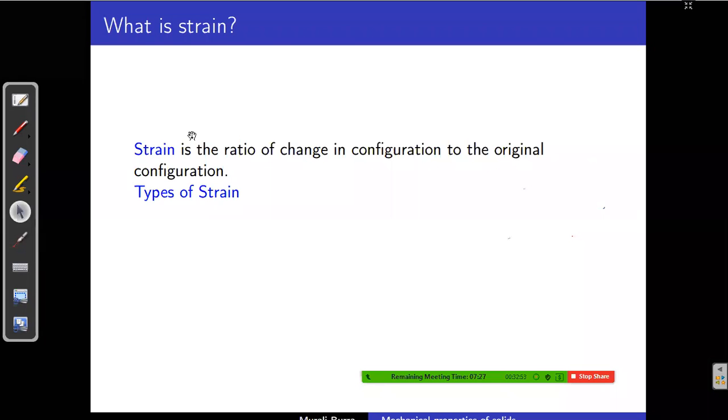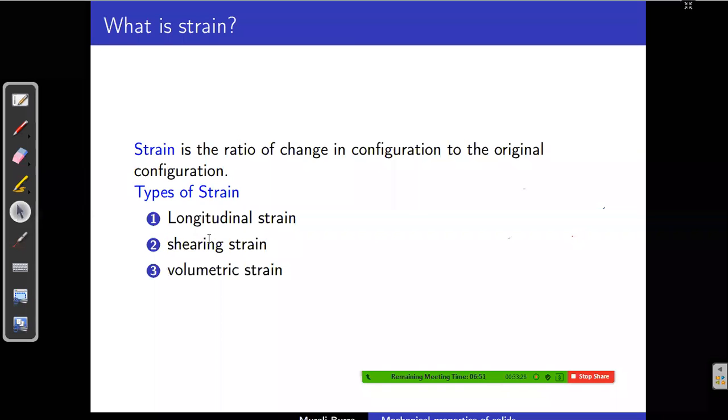Till now we didn't speak about how much change is caused. We just spoke about how much restoring force is acting and how much area it is acting on, that is stress. Now here we are going to speak about, if we have stress, how much change is there. That change concept we are explaining with the term strain. Here, as we have three types of stresses, we will have three types of strain also. Longitudinal stress corresponds to longitudinal strain, shearing stress or tangential stress corresponds to shearing strain, and volumetric stress or hydraulic stress corresponds to hydraulic strain or volumetric strain.